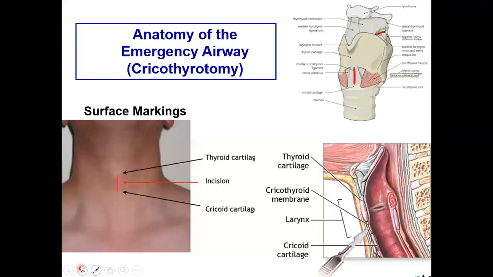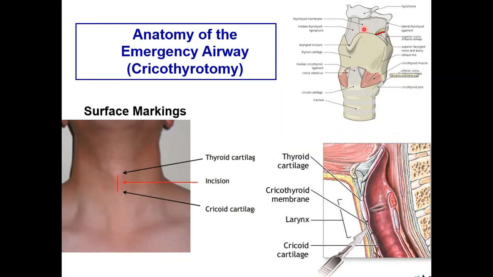Okay. Anatomy of the emergency airway at cricothyrotomy. So yeah, this is an interesting jump to make at this point, but it's in the area, so we'll talk about it. When it comes to emergency airway, we would put these into place when the person is unable to breathe on their own, or we are unable to get a tube down their throat to help them breathe.